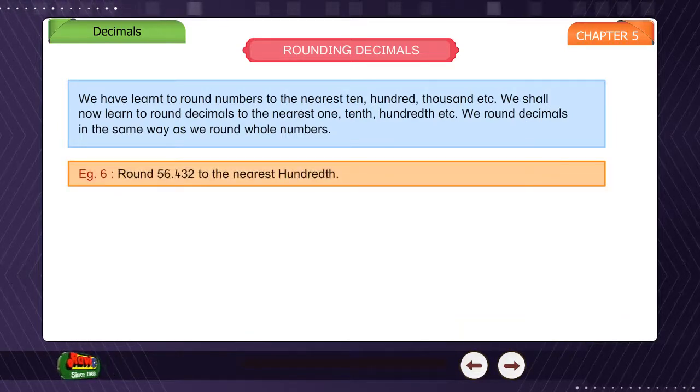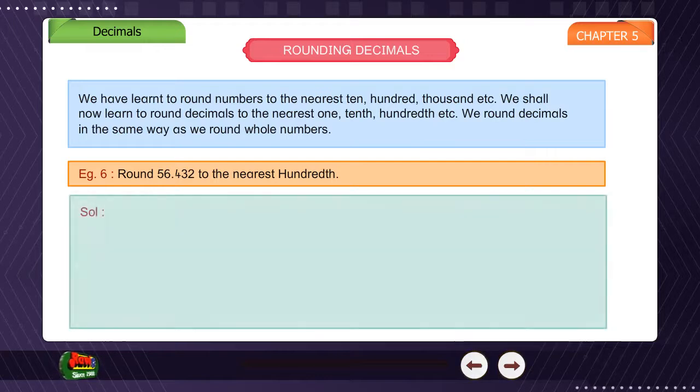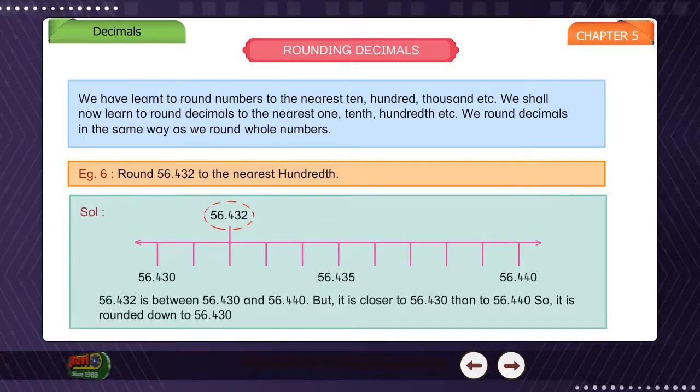Example 6. Round 56.432 to the nearest 100th. Solution. 56.432 is between 56.430 and 56.440, but it is closer to 56.430 than to 56.440. So, it is rounded down to 56.430.